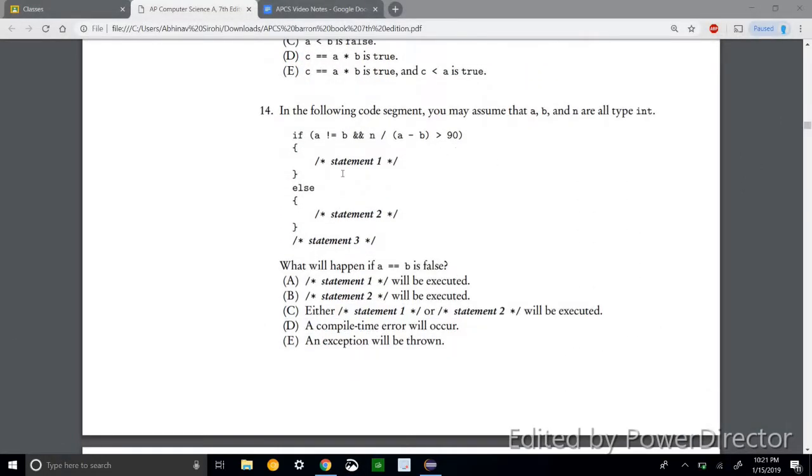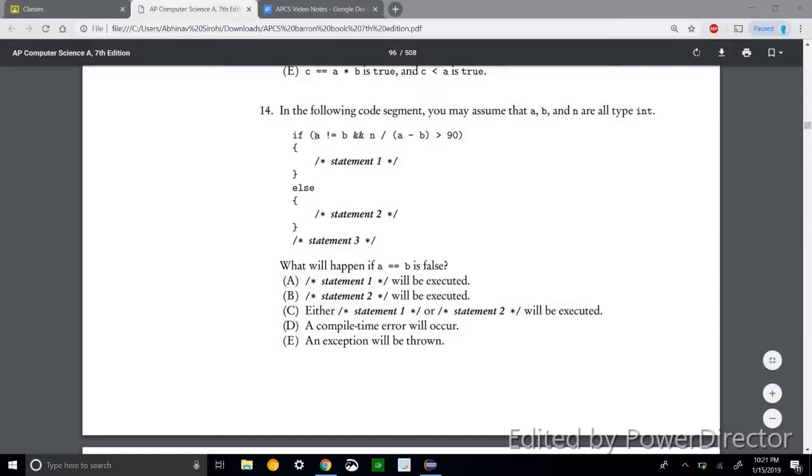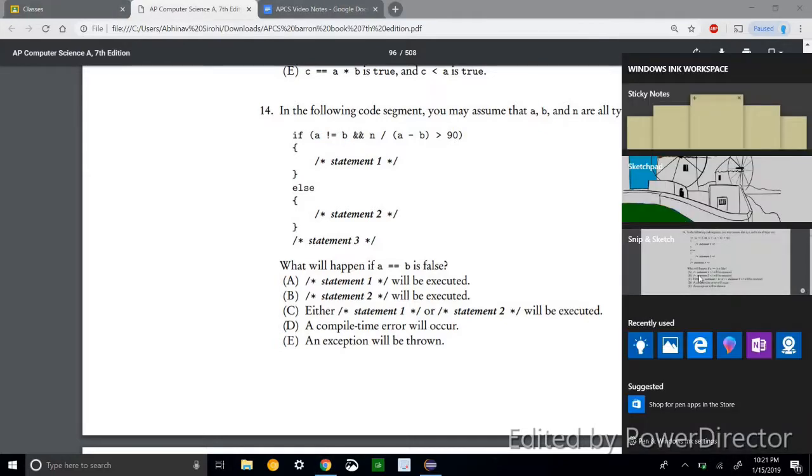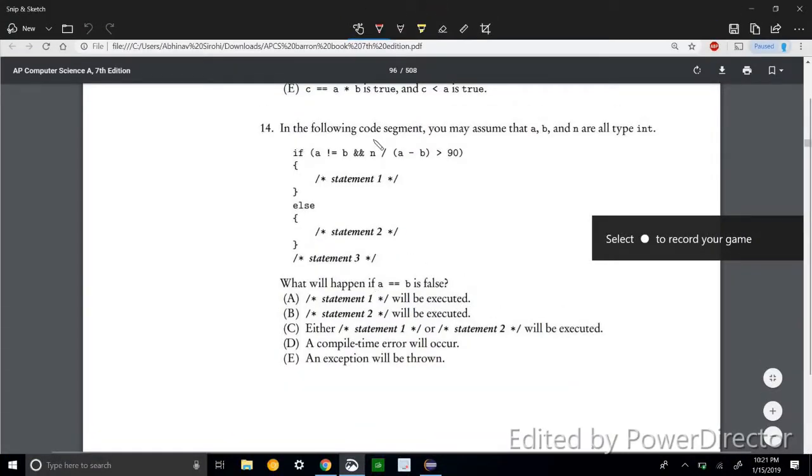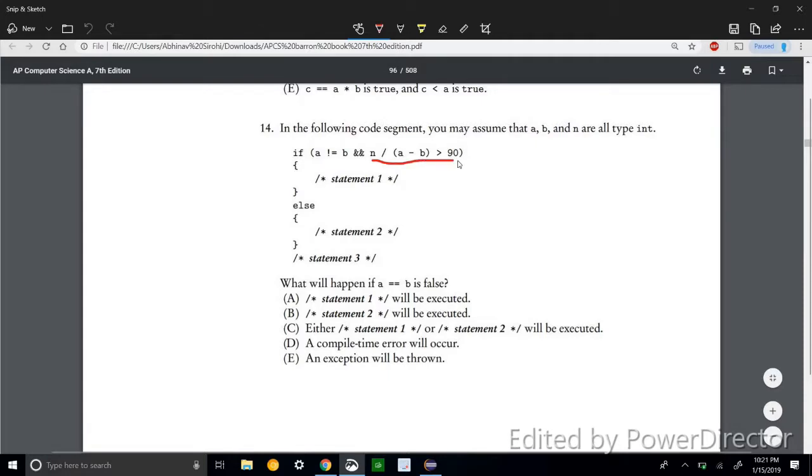Okay, number 14. In the following code segment, you may assume that A, B, and N are all type int. So what will happen if A equals B is false? So if A equals B is false, then A does not equal B, and so this side of the if statement is met. That condition becomes true if A equals B is false. And so now we have to look at the right side of the if statement.